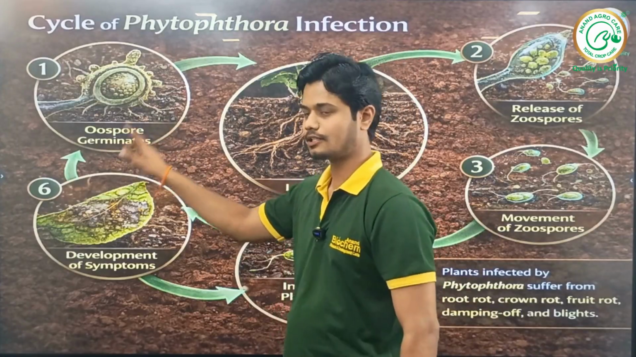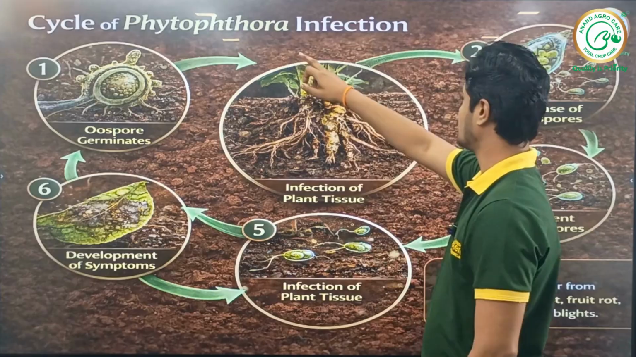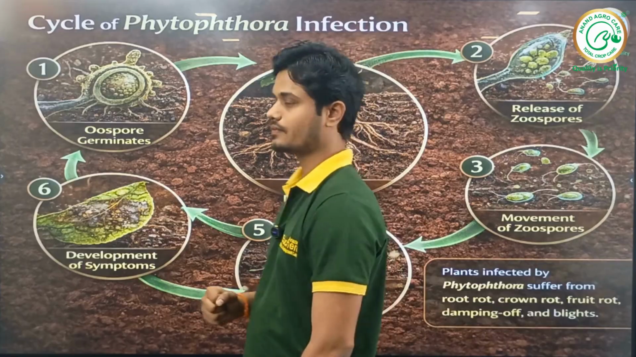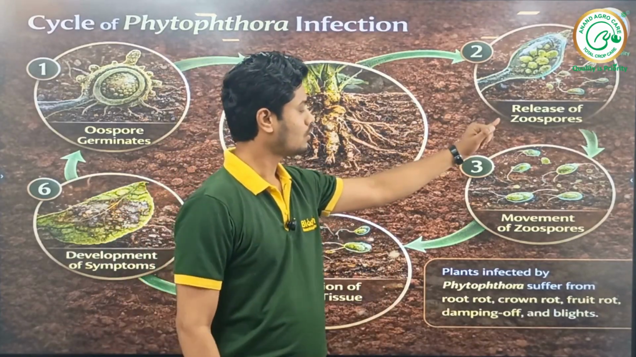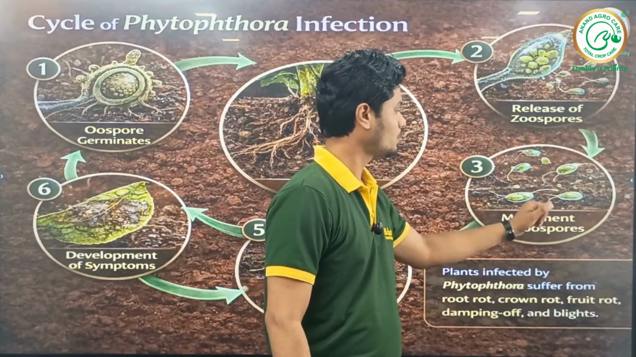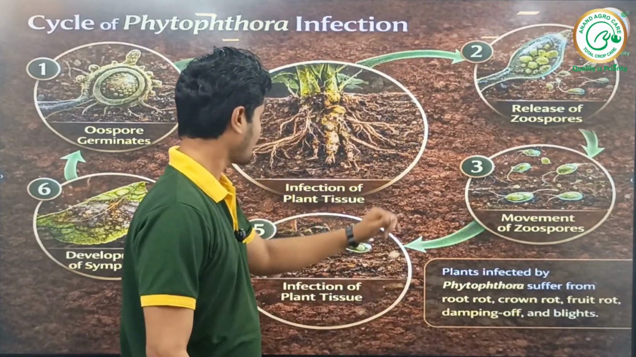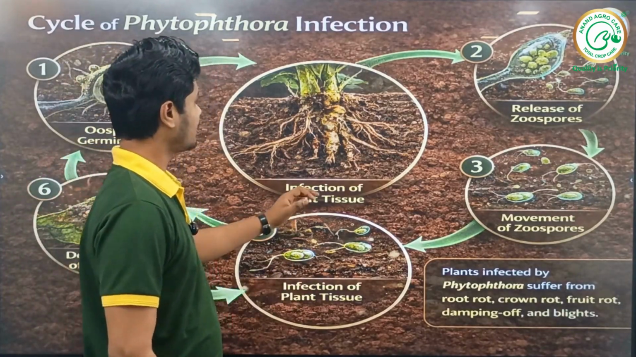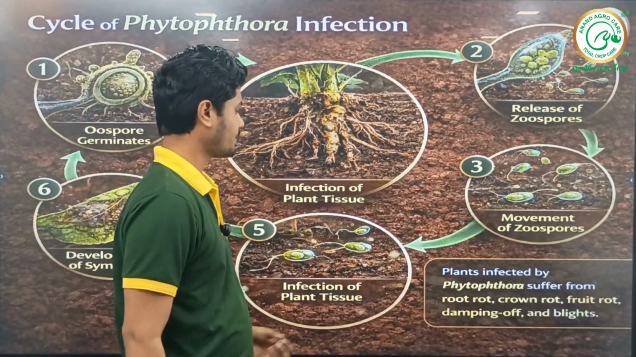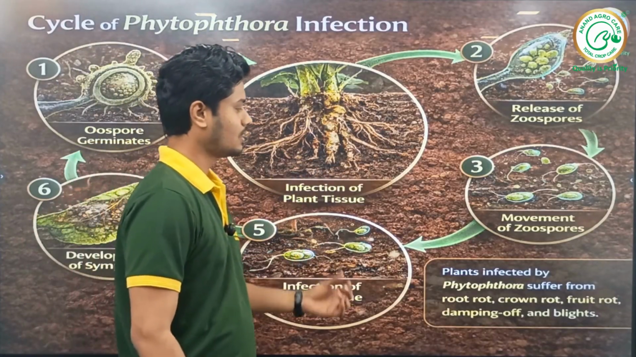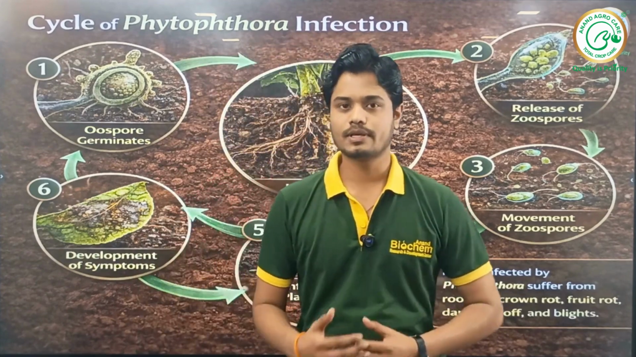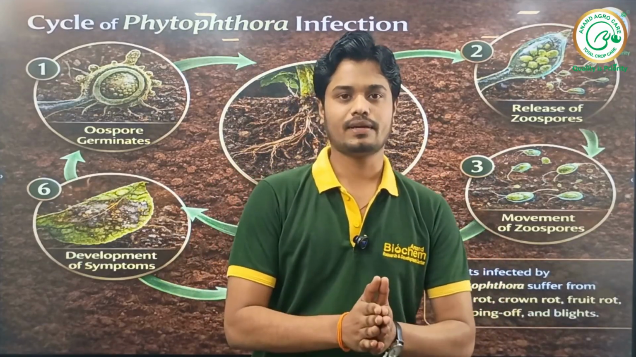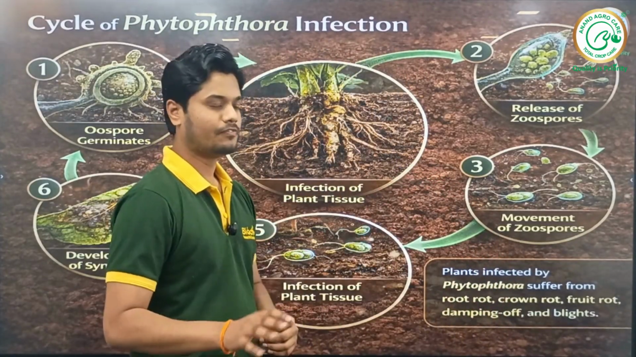These oospores germinate in the soil. After their germination, they release zoospores. These zoospores move through water to roots. In roots, they multiply themselves and spread towards plant parts. After the infection, the plant forms visible symptoms such as root rot, collar rot, etc. In this way, this pathogen infects plants.